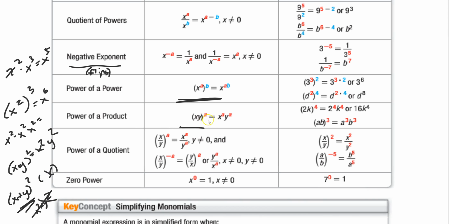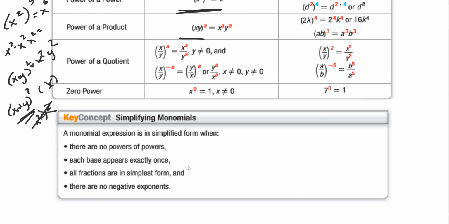So you can distribute as long as there's not a plus or minus. And same thing with power of a quotient. You can distribute it as long as there's not a plus or minus in between. And then there's the 0 power. Anything to the 0 power except for 0 is 1.